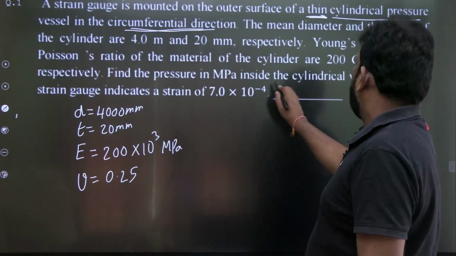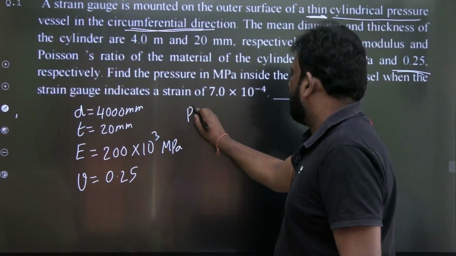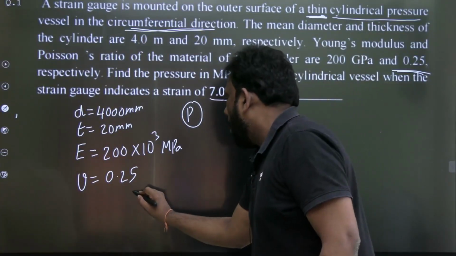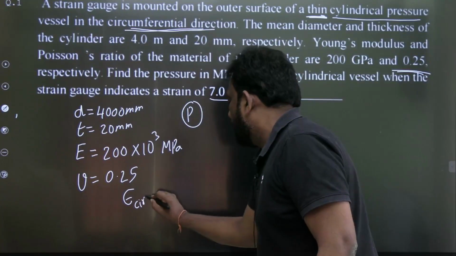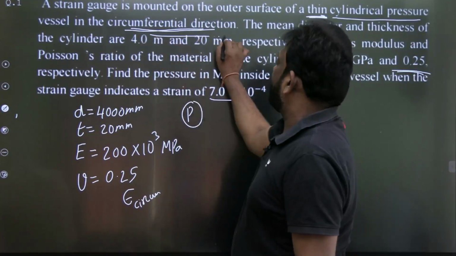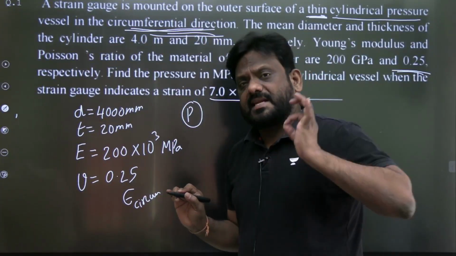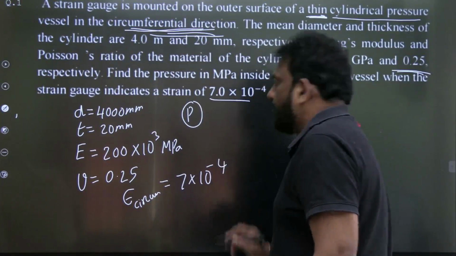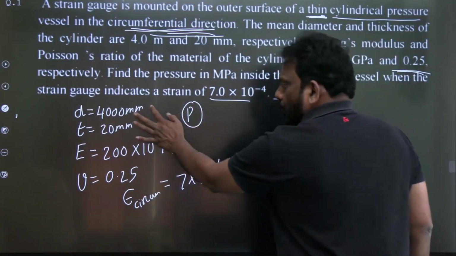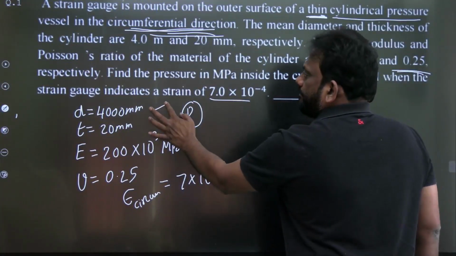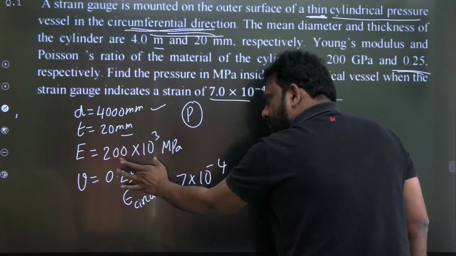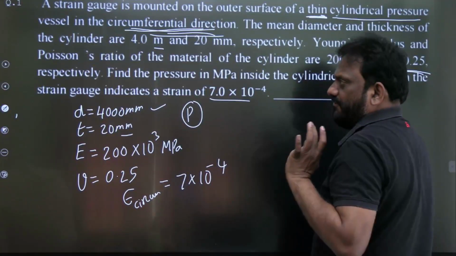Find the pressure inside the cylindrical vessel. He is asking what the pressure is. And the strain gauge indicates a strain, but note down that it is in the circumferential direction. It is inserted in the circumferential direction, and it is given by 7 into 10 power minus 4. This is the question. The diameter is 4000 mm, which I have converted from meter to mm, and the thickness is 20 mm. The Young's modulus is given, Poisson's ratio is given, and the circumferential strain is given. So let's try to solve this.